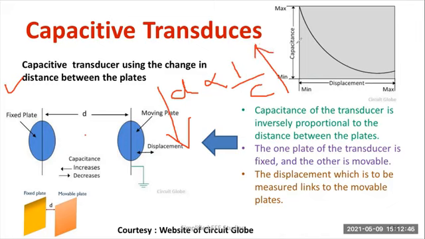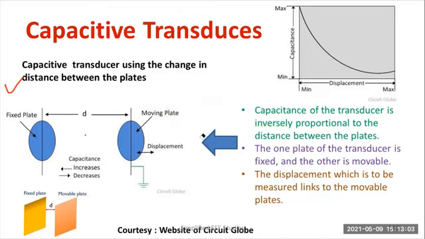You can observe one graph which shows the relation between capacitance and displacement. This is a hyperbolic curve. So you can depict the relation between the capacitance and displacement by looking at the graph. It is very clear. Okay. So I have written the explanation also.